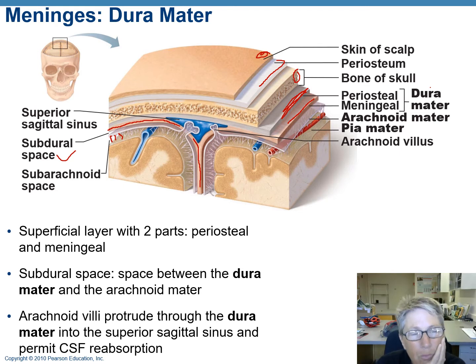And then here's the arachnoid mater, this white thing, and you have these parts of the arachnoid mater called arachnoid villi, and they protrude through the dura mater. So you can see, here's dura mater, and then here's dura mater over here, and then you have this arachnoid villus protruding through the dura mater, and it goes into this region called the superior sagittal sinus. And it's set up this way so that the cerebrospinal fluid, or the CSF, can be reabsorbed back into the bloodstream.